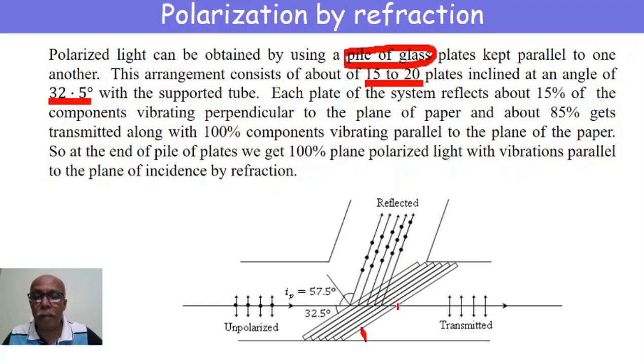and finally when light exits out of the pile of plates, the transmitted light is found to have only parallel vibrations, whereas all the perpendicular vibrations will be reflected by all the glass plates that we have taken. This is how we produce plane polarized light by refraction. This is the refracted ray, which is plane polarized, a single beam.